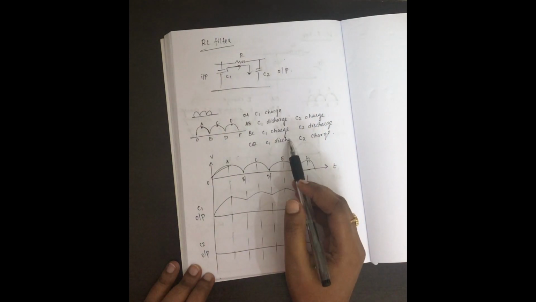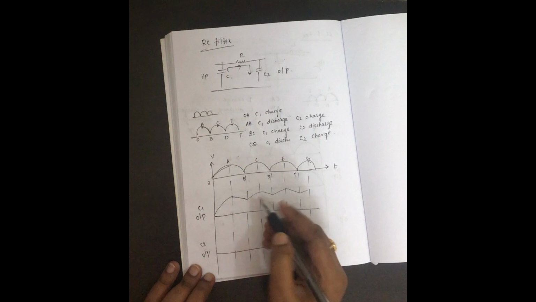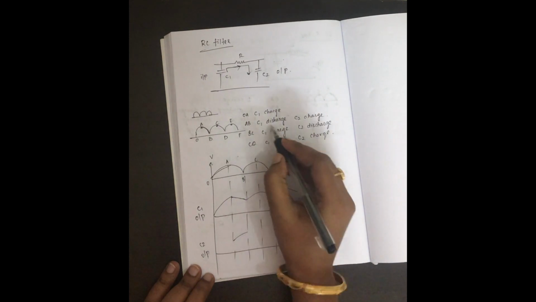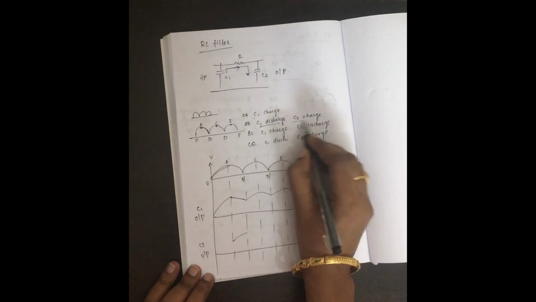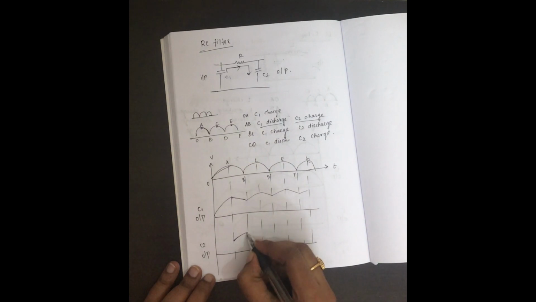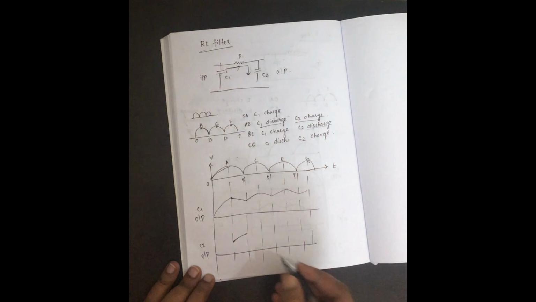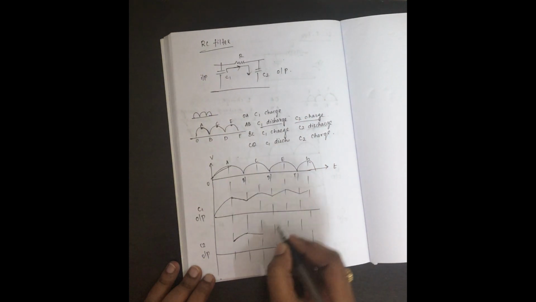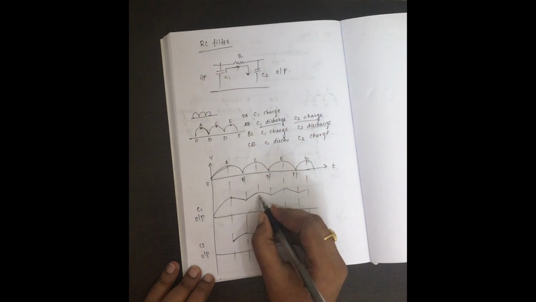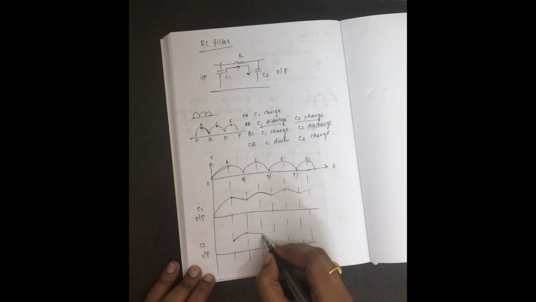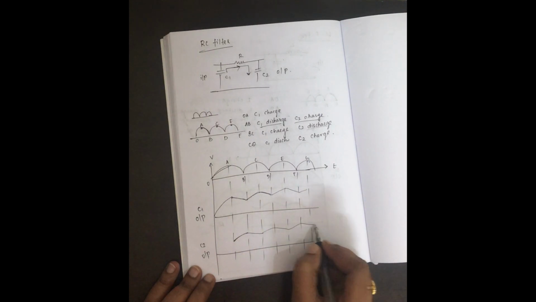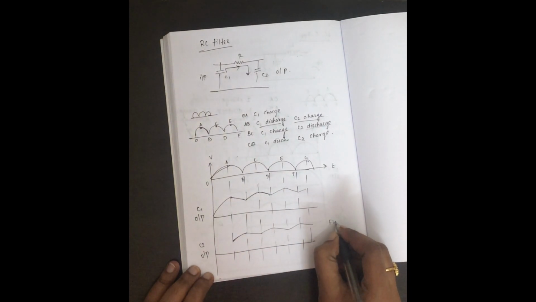C2 will come into action only when this capacitor discharges, it will start charging. When capacitor C1 discharges, only then C2 will charge. Now when capacitor C1 is charging, at that time capacitor C2 will discharge. Then next, when C1 is discharging, at that time the capacitor will charge. So this will be like this. This is the final output.